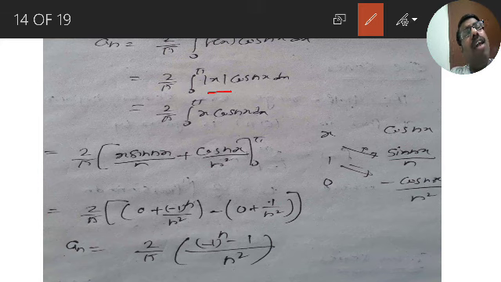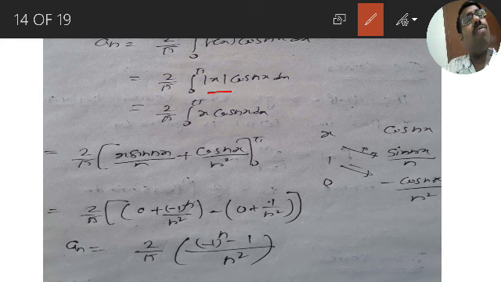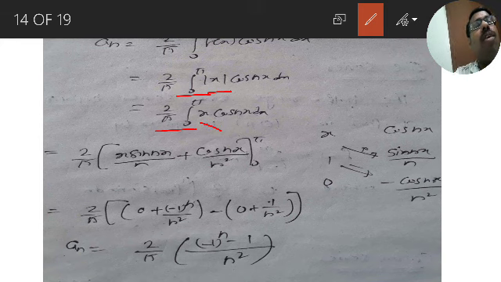So in the previous slide only I told you what is mod x. Mod x is always x for x positive and mod x is minus x for x negative. Are you getting? Here limits are 0 to pi. Therefore mod x is equal to x. X into cos nx, a product of two functions.